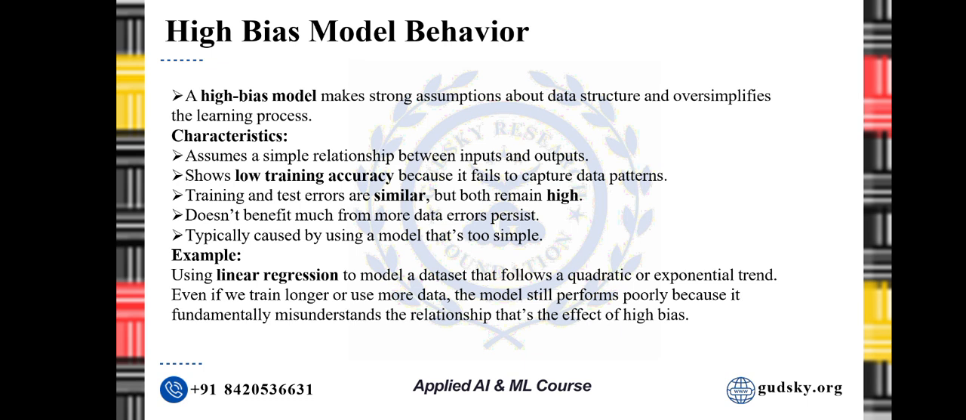You can imagine it like this: trying to describe a movie with only one word. No matter how many times you watch it, one word will never capture the full story, right? So to fix high bias, we need to make the model more flexible, maybe by adding more parameters like increasing model depth or using a more suitable algorithm. That's how we move to the left side of the trade-off curve towards the optimal middle zone.